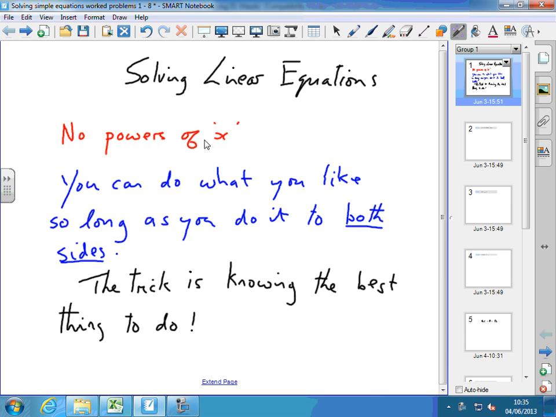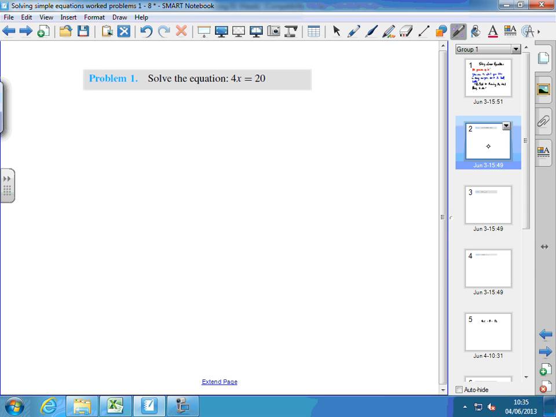The trick is knowing the best thing to do in any given situation, and the only way to get to that point is to practice. So let's have a look at some examples taken from the text. The first one, solve the equation 4x equals 20.